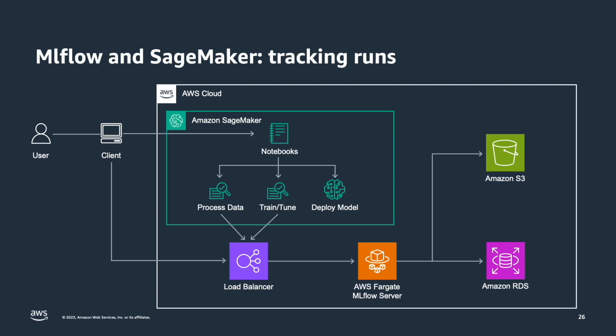The backend store is where the MLflow tracking server would store experiments, run metadata, as well as parameters, metrics, and tags for runs. MLflow supports two types of backend stores, file stores and database backed stores. And in our case, we're using a database backed store.